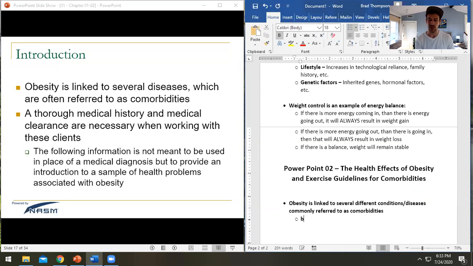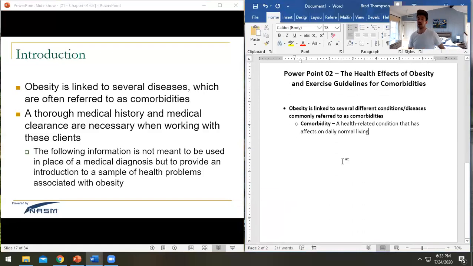Right? And what a comorbidity is, is a health-related condition that has effects on daily normal living. So comorbidities, right? Like for instance, if you have obesity, you might suffer from arthritis because your joints are dealing with all this added pressure that they have to deal with every day, and so your joints gradually wear down a little bit. That's a comorbidity. It's a condition associated with another condition.